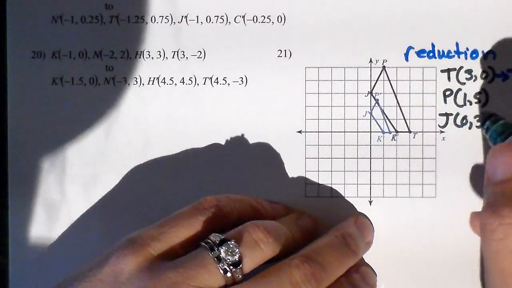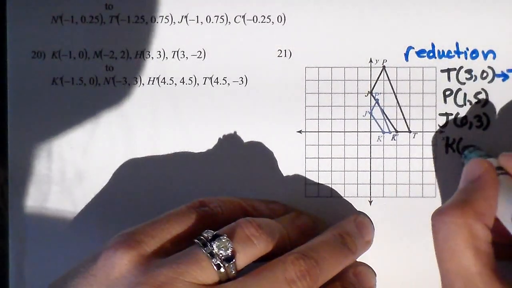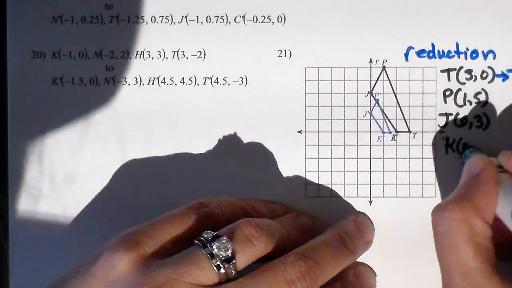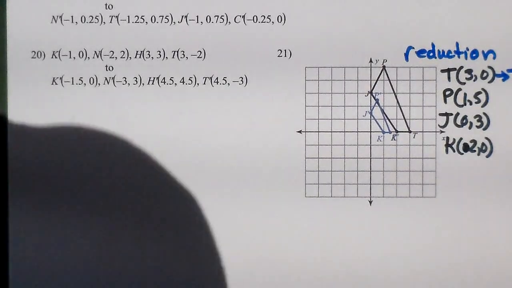Good job, Getty. Okay, or Stoughton. So anyway, the original K is at 2, 0. Sorry, I missed that coordinate. It's been a long day.